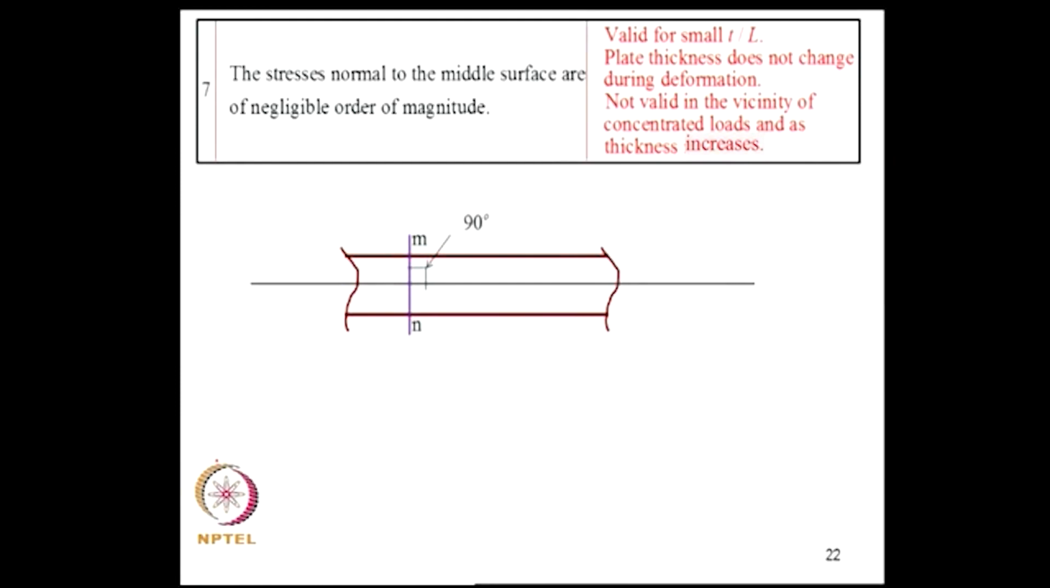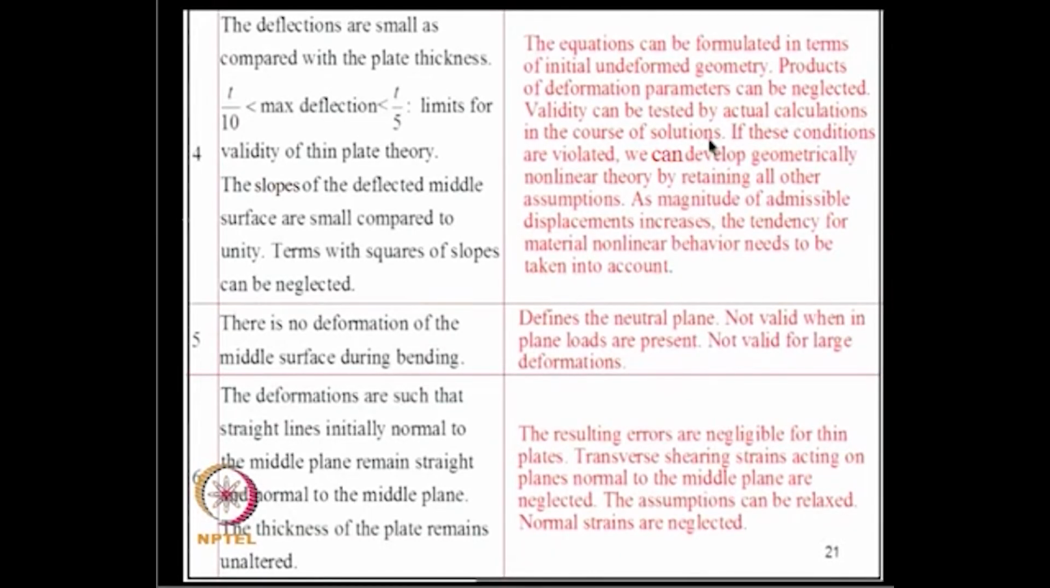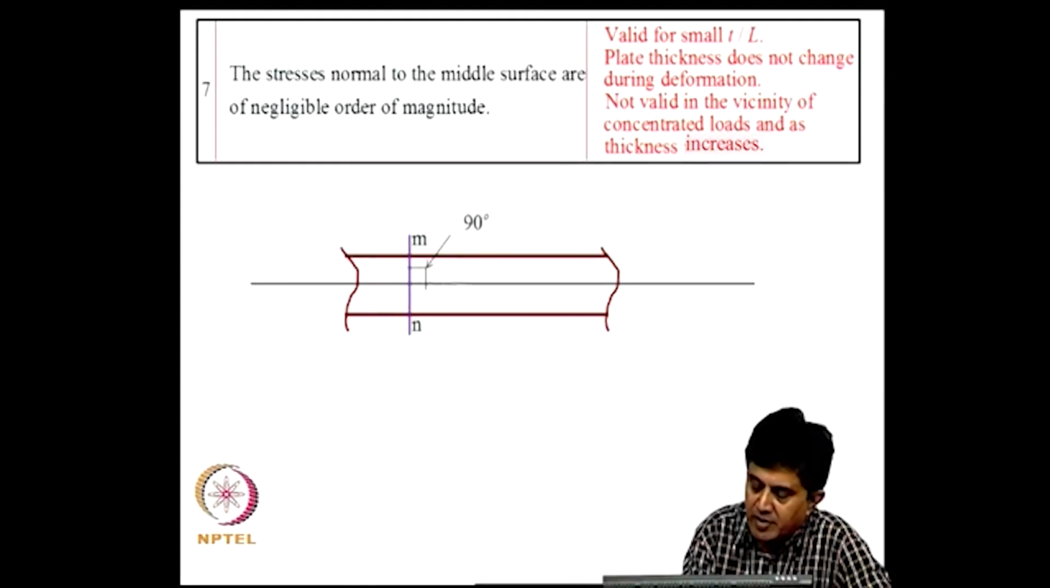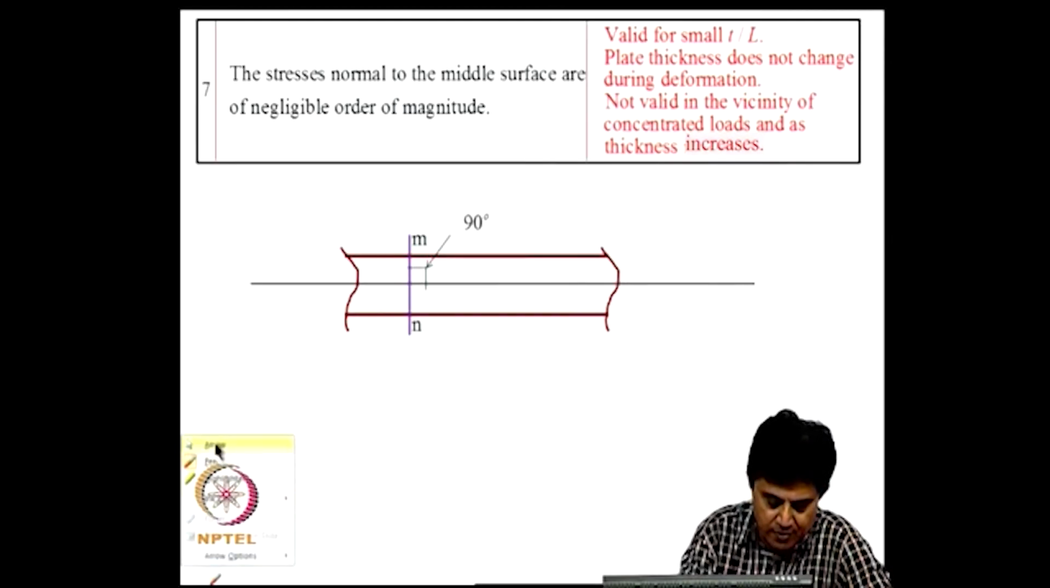Now, what is the meaning of this assumption? The deformations are such that straight lines initially normal to the middle plane remain straight and normal to the middle plane. I have shown the undeformed cross section of a plate, and Mn is a line, actually a surface normal to the plane of this screen. This is the middle plane, and Mn is at 90 degrees to the middle plane. This is before deformation.